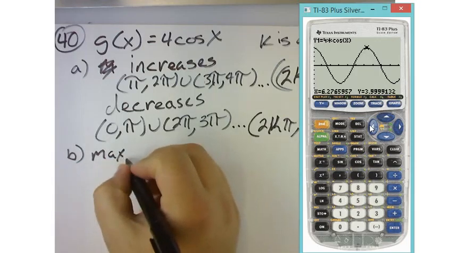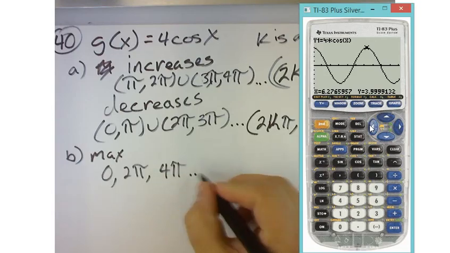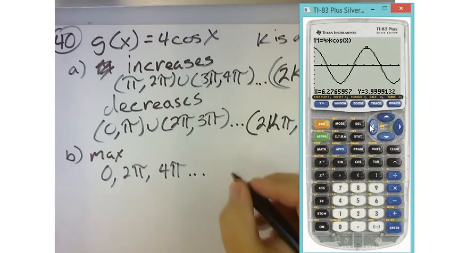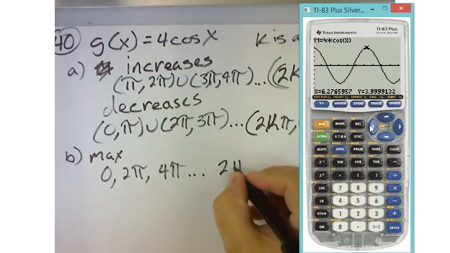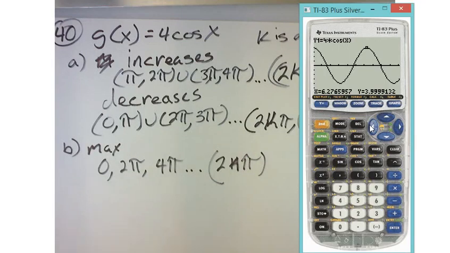Where do you think the next one will occur? 4 pi. How could I write that? Those are even numbers times pi. How could I write that? How about 2k times pi? So when I plug in 1 for k, I get 2 pi. If I plug in 2 for k, I get 4 pi, and so on and so forth.